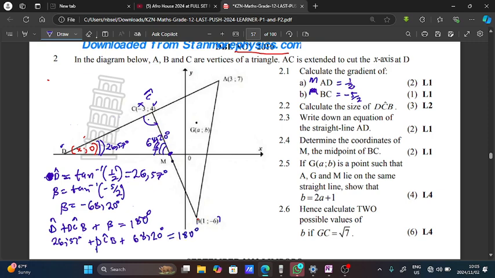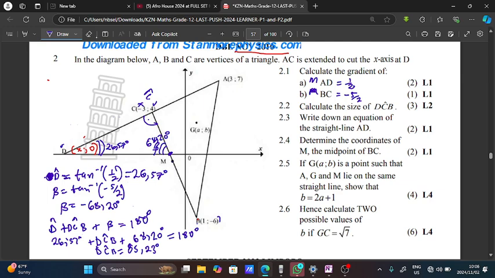Now angle DCB equals 180 minus 68.20 minus 26.57. What do you get? You get 85.23 degrees. Now that will be that angle of C. Any question?